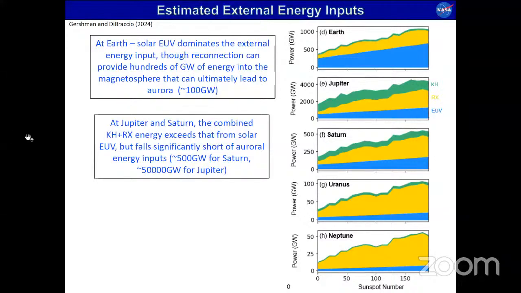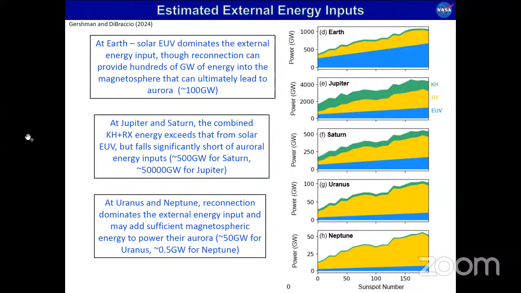And the next slide. And so finally, when we think about Uranus and Neptune, which you mentioned were the least explored, you really see that reconnection appears to dominate all the energies, at both solar minimum and maximum. And interestingly enough, when you add up the energy input from the solar wind, it's about right to power the aurora at those particular planets, the auroral emissions.